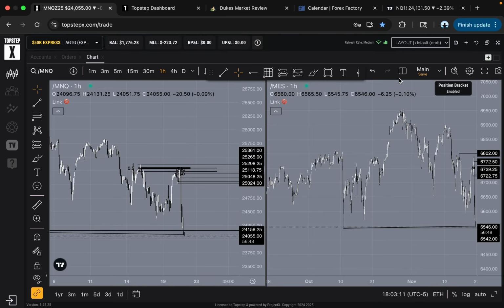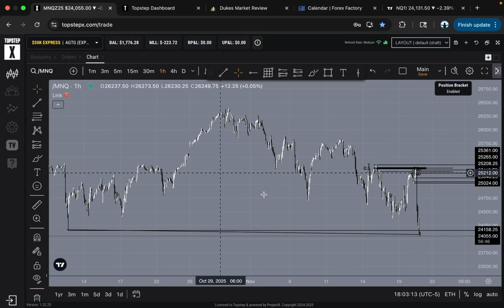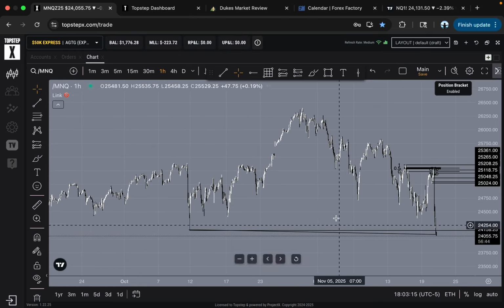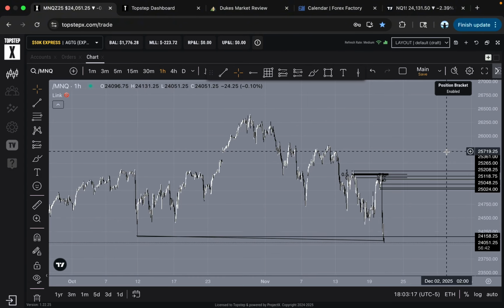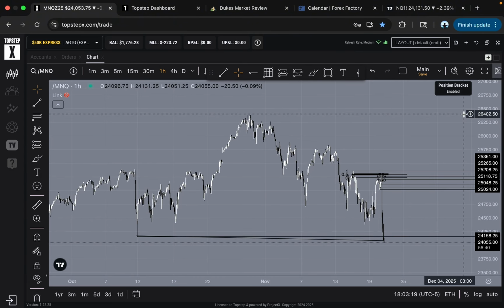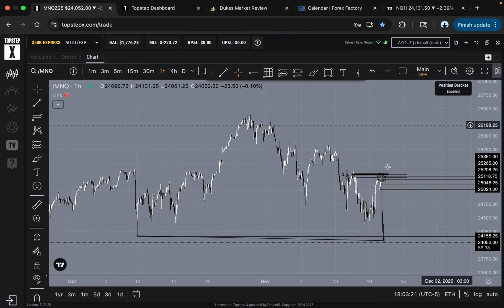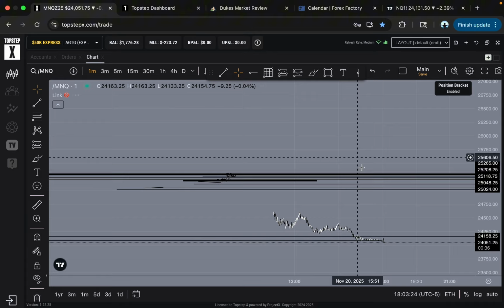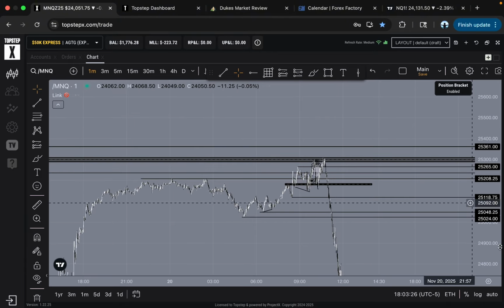Alright, so let's get into today's trade. Just take a look at that, guys. I mean, look how pretty that is. It's a beautiful sight to see. It really is. All right, let's get into the trade.